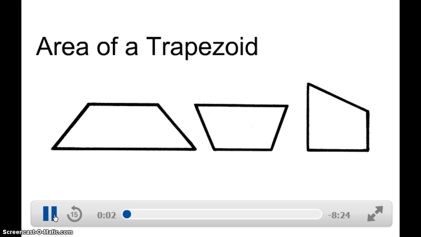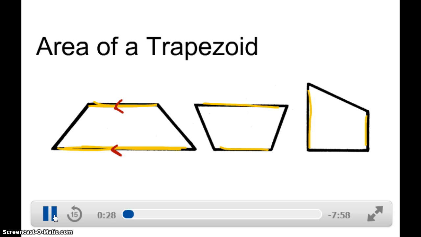Area of a trapezoid. I have a picture of 3 trapezoids here. Let's just go back and remind ourselves what trapezoids are. Trapezoids are quadrilaterals, 4-sided shapes with one set of parallel sides. So each of these are the one set of parallel sides.